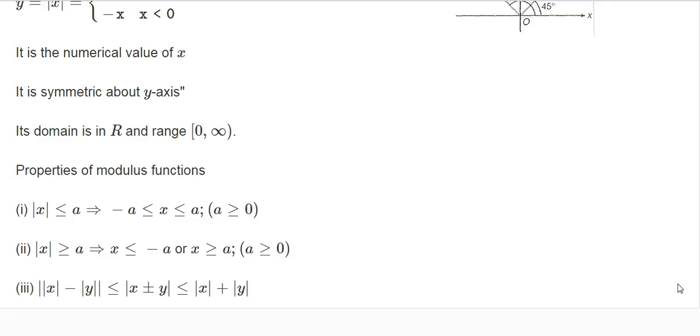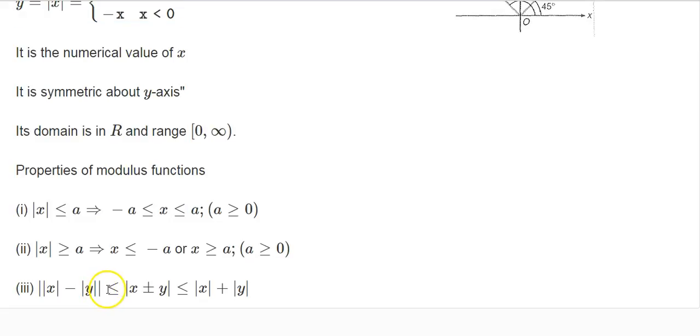The next property is that modulus of x plus or minus y will always be less than or equal to modulus of x plus modulus of y, and it would always be greater than or equal to modulus of x minus modulus of y. If we don't use the modulus sign, then modulus of x minus modulus of y may be negative. If the absolute value of x is less than y, then in any case the modulus of anything would be greater than this negative value. So the most important thing to remember is that modulus of x plus or minus y is always greater than or equal to modulus of x minus modulus of y.